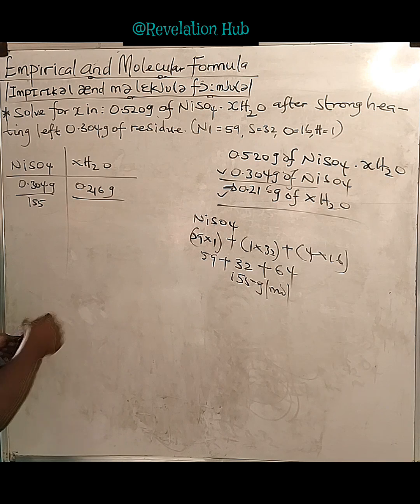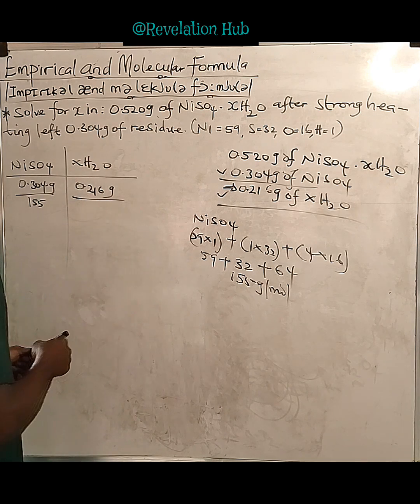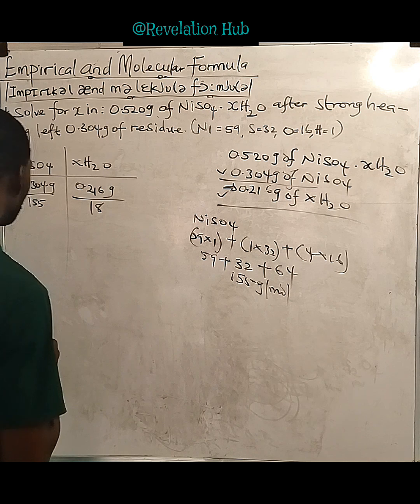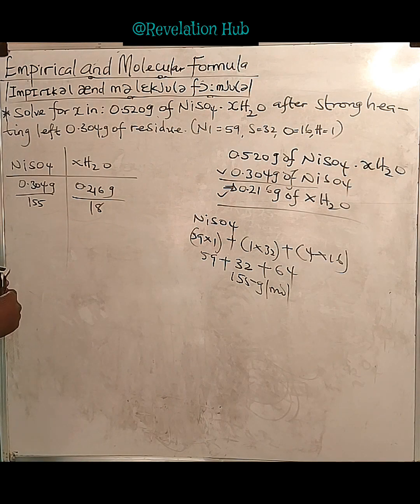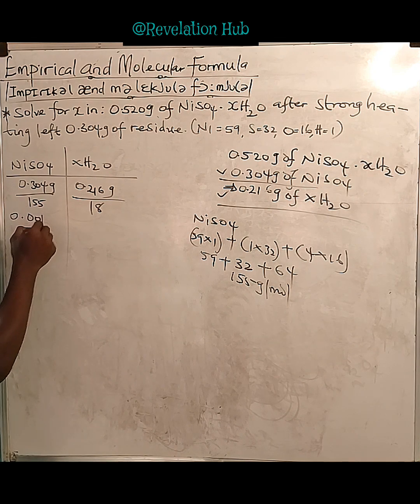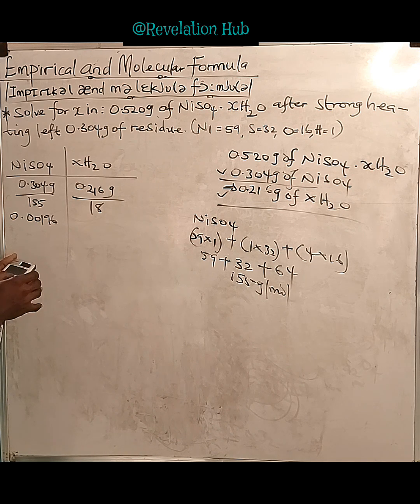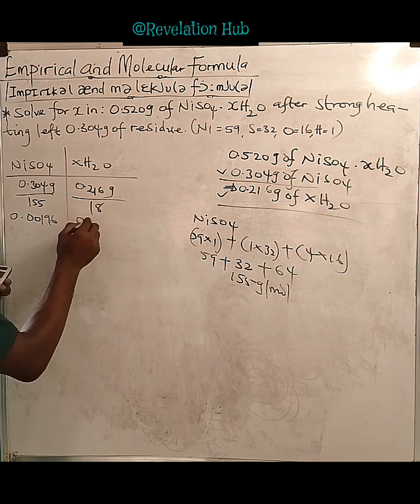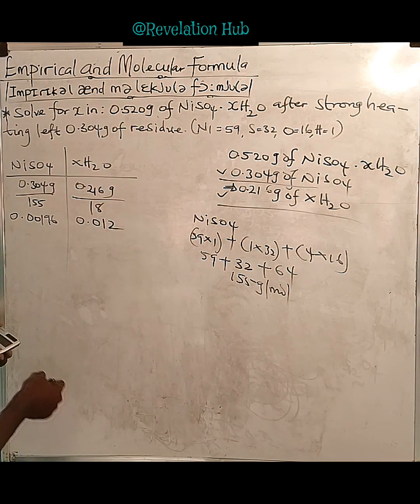For water, 2 atoms of hydrogen, 2 times 1 is 2, plus 16 is 18. Water is 18. As simple as that. So let's use our calculator to get the mole for each of them. 0.304 divided by 155 will give us 0.00196. This is to 5 decimal places. And then 0.216 divided by 18 gives 0.012.